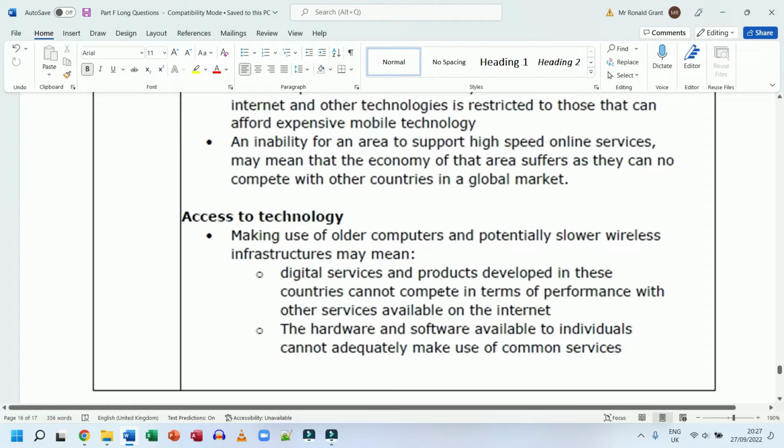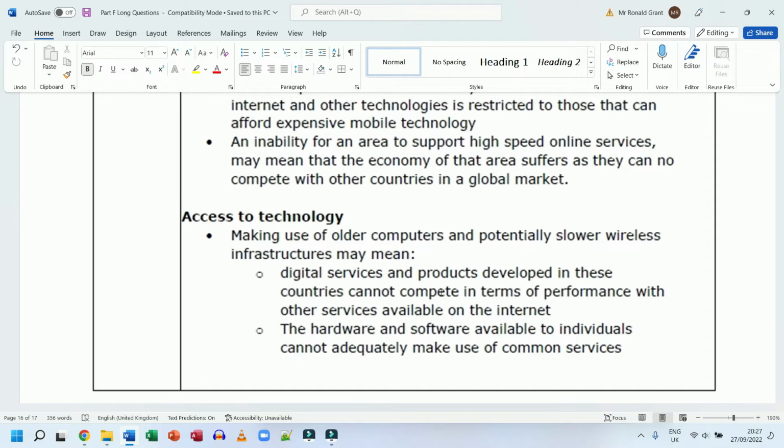Dial up connection, which is in America, I'm just going to use America as the example here, is if memory serves me right, 56 kilobits, I think it's kilobits per second. Whereas my mobile phone, when I'm in central London, gives me 5G. I can get easily over 100 megabits per second, right? So, massive disadvantage there. The hardware and software available to individuals cannot adequately make use of the common services.